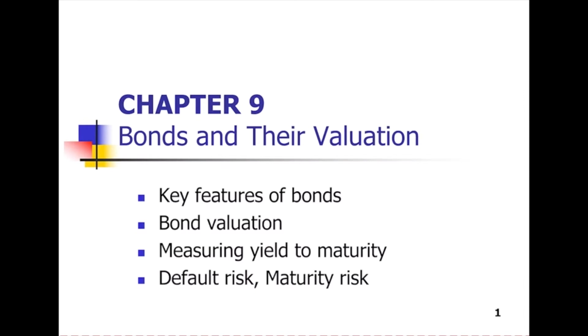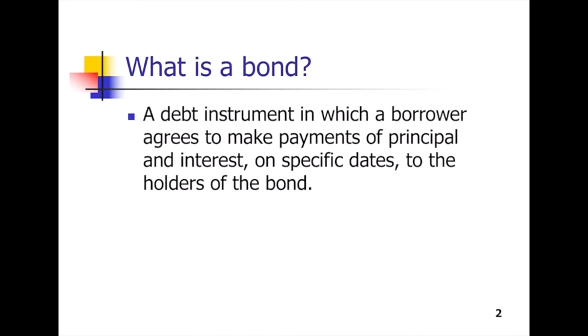So in this chapter, we will learn key features of bonds, bond valuation, measuring yield to maturity, and default risk and maturity risk. We will deal with these topics. What is a bond? A bond is where a borrower agrees to make payments of principal and interest. So there are two types of cash flow, the principal and interest, on specific dates. It means maturity.